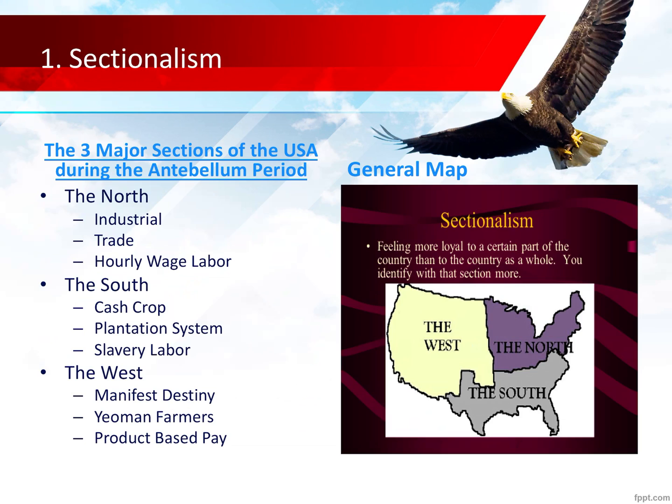And in the West, you're going to have yeoman farmers. Yeoman means they're growing crops for their family, and they're growing crops for their own personal gain, but they're relying on their own personal labor, and they expect to be paid for their work, and they get paid not by the hour, but by what they produce.